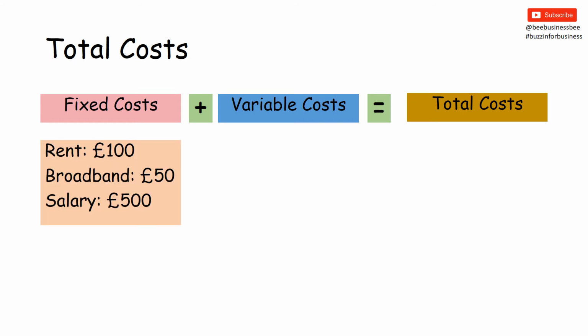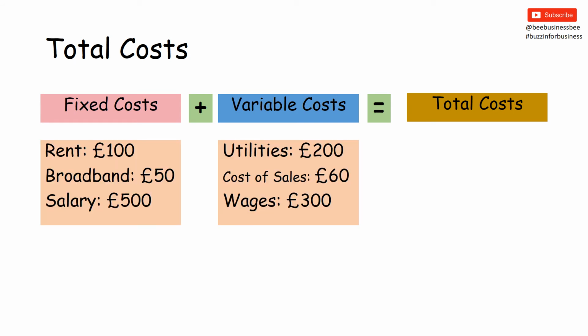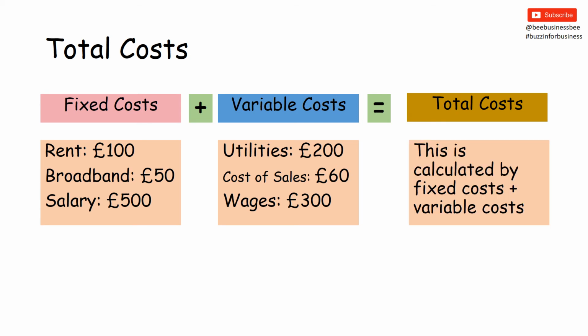As you can see here, I've got some fixed costs and I've also got some variable costs. When you add up my fixed costs to my variable costs, you get my total costs. It really is that simple. The calculation for total costs is fixed plus variable. If you're asked to define it in the exam, I would actually write down fixed costs plus variable costs. It really is as straightforward as that.